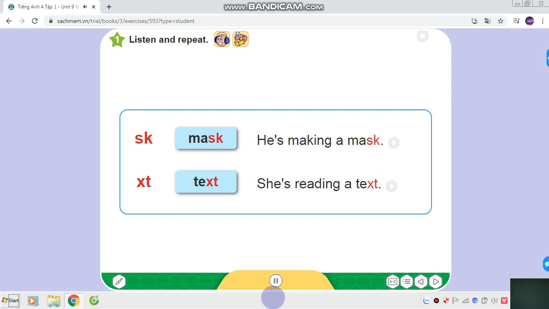Listen and repeat. Sk. Mask. He's making a mask. Kst. Text. She's reading a text.